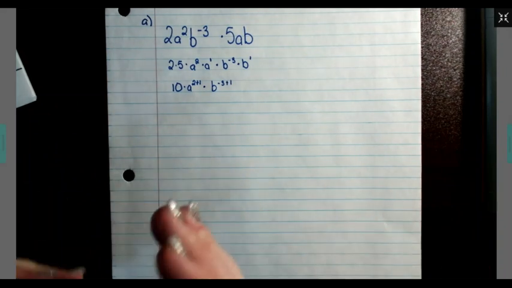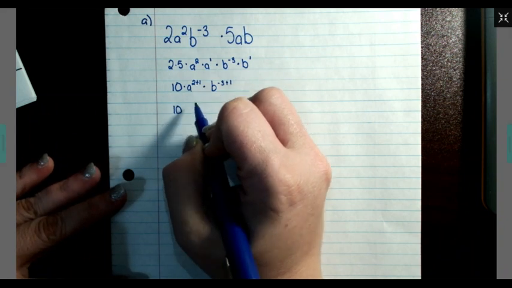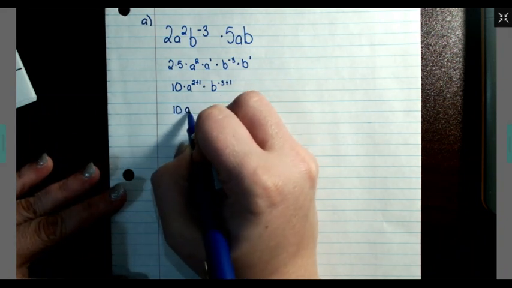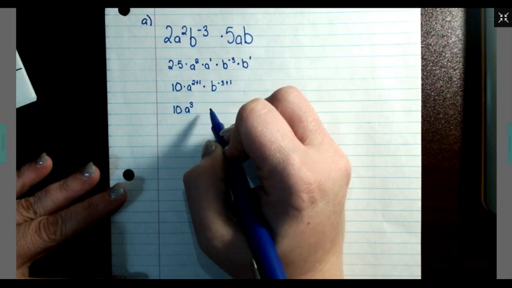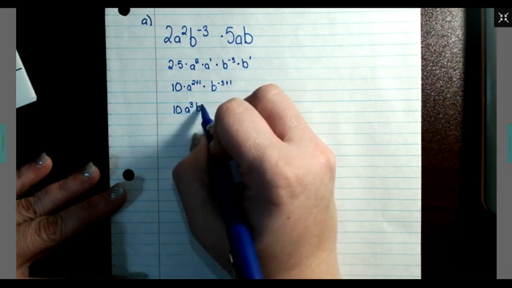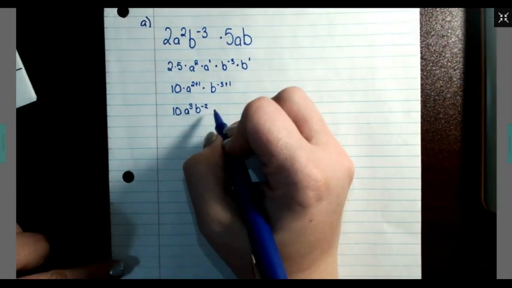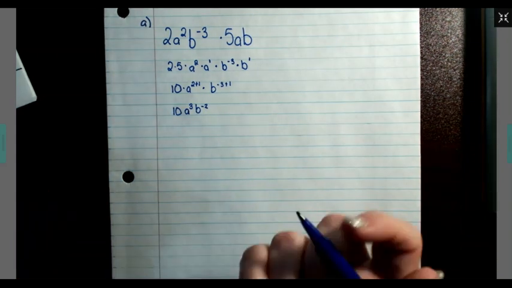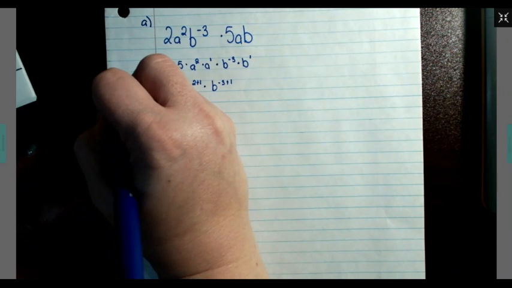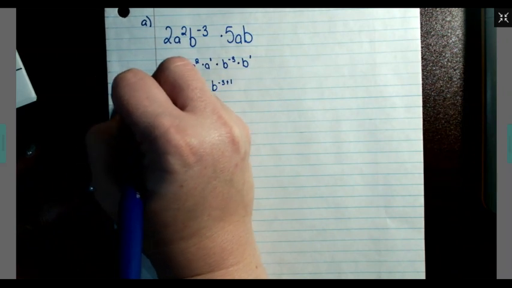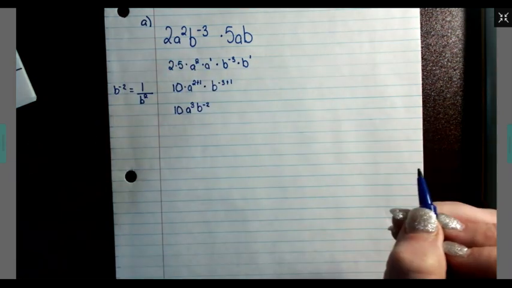Well, let's kind of clean this up a little bit. What is 2 plus 1? 3, right? What is negative 3 plus 1? Ooh, negative 2. So, I cannot leave this in my final answer. We don't want those negatives. Remember, b to the negative 2 is like saying 1 over b to the positive 2.